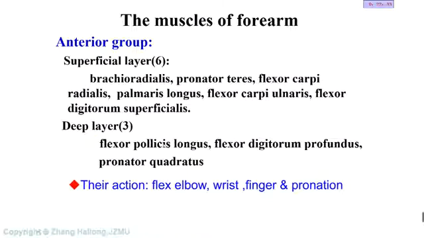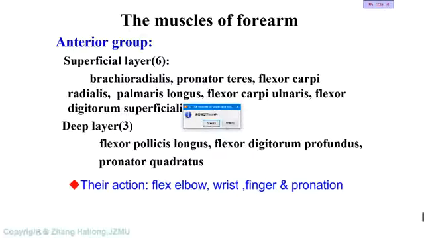And then is about the muscles of the forearm. For all the muscles of the forearm, you only need to master the common function, their common action. First, the muscles of the forearm include the anterior group and posterior group. In front of the forearm and on the back of the forearm, there are two different groups of muscles. First, let's see the anterior group.